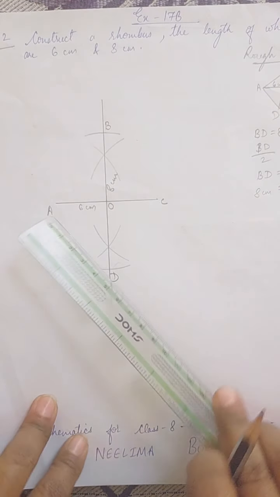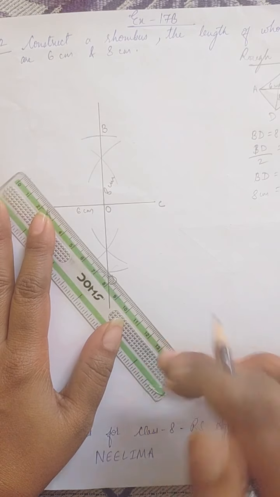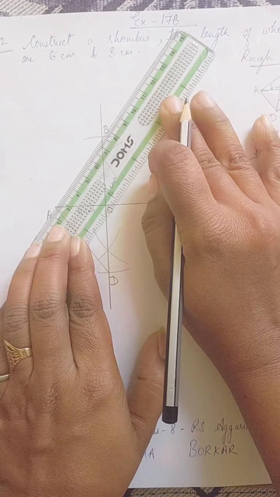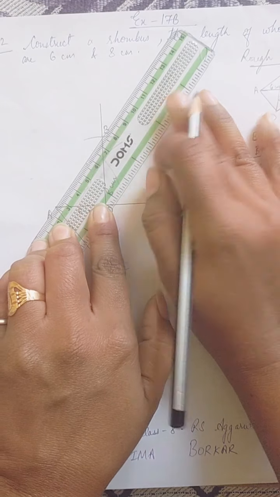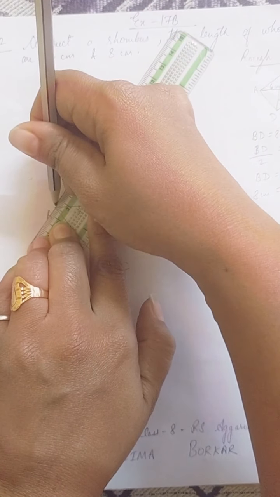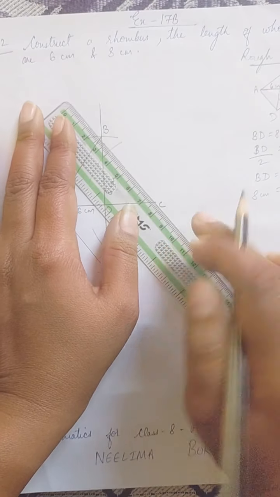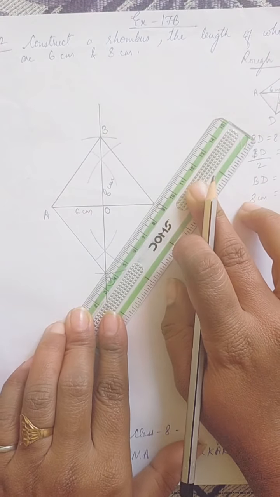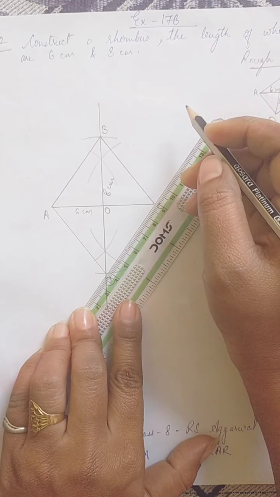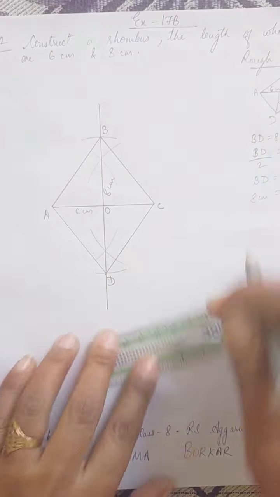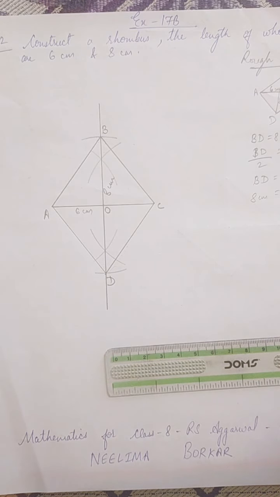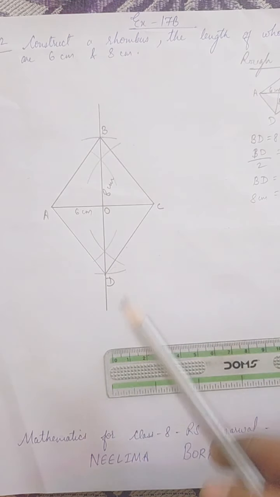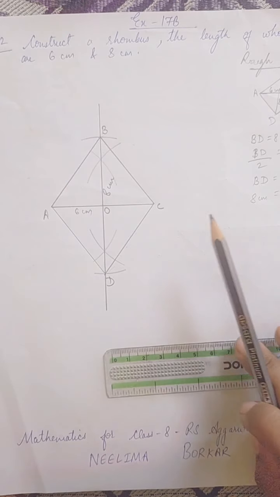Now we can join AD. We can join AB. And join BC as well as CD. So now we got a rhombus and you can see that the lengths of two diagonals, that is AC and BD, are different. BD is bigger but AC is smaller, and you can measure the length of side also.